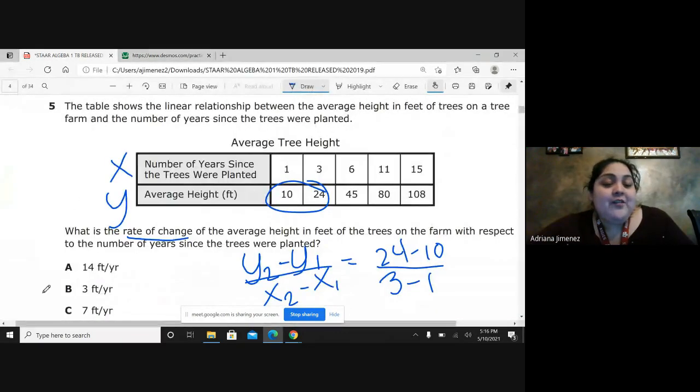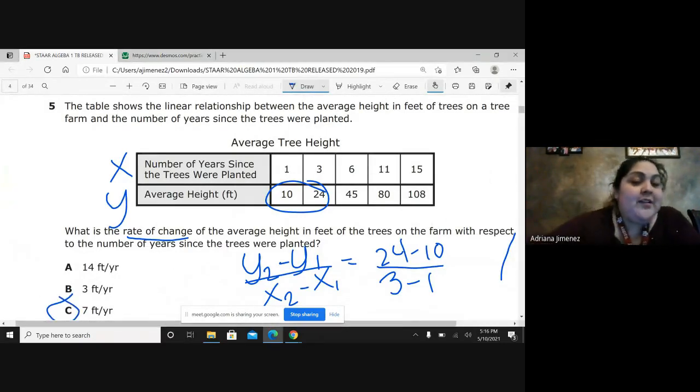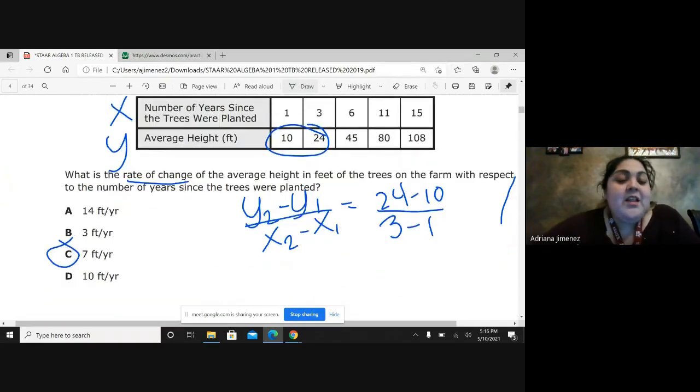So I'll look for the answer that has 7. Right now, there's only one answer choice that has 7. If there would have been two answer choices that had the number 7, then that means that they were testing me over, do I know which one is supposed to be the units? According to this, the units are feet for the y, and over here it says number of years. So years for the x. Okay. And the slope is always y, which is up here at the top, per x.